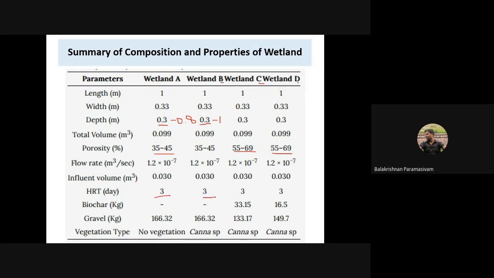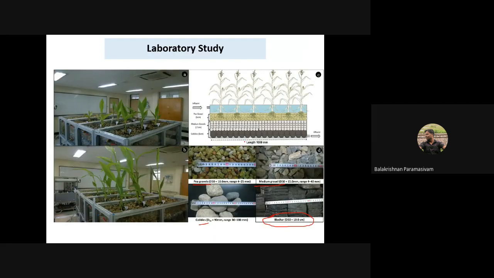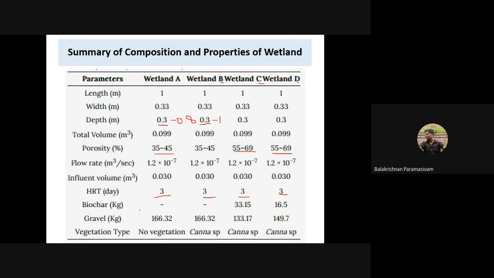Hydraulic retention time is 3. To achieve this hydraulic retention time, we have to consider the flow, volume, and length with the depth. You have already done the calculation. Then in wetland C and wetland D we are providing biochar. Other things are very common in the other 2 wetlands, but only wetland C and D have biochar.